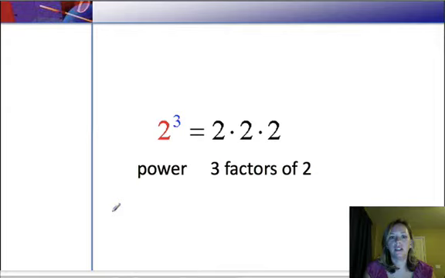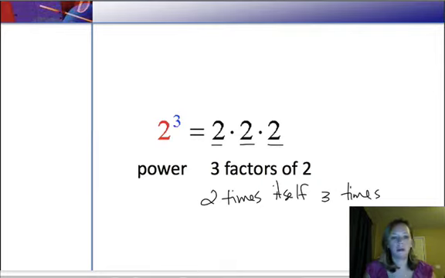So here in this example we have 2 to the third power. So we would say that 2 to the third power is my exponential expression. And of course, we know that 2 to the third power, hopefully, means 3 factors of 2. So 2 times itself 3 times. So 3 factors of 2. And another way to say that is 2 times itself 3 times.